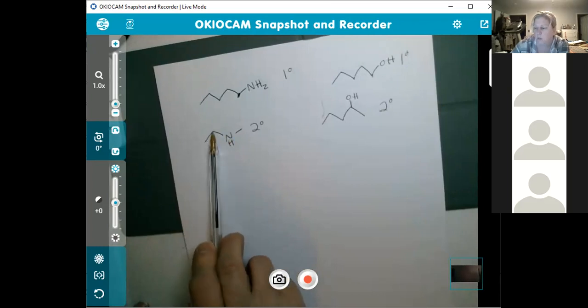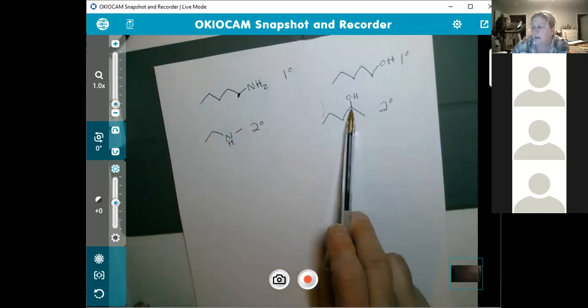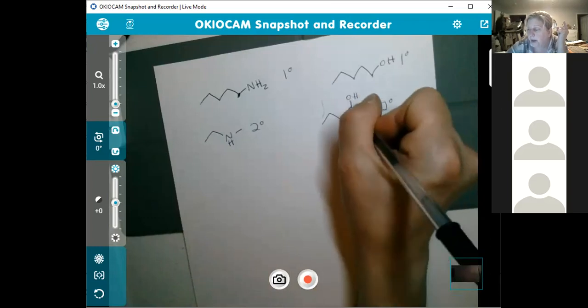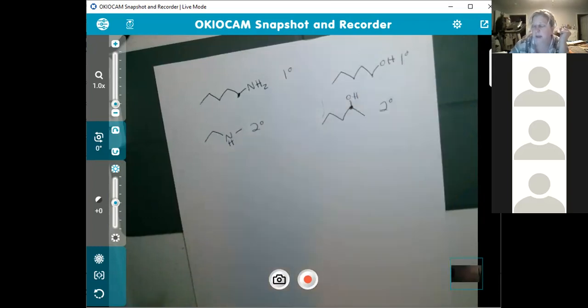How many carbons is this nitrogen attached to? Two. Right, one, two. How many carbons is the oxygen attached to? Just one. This one is attached to how many? Two. Right. Okay. So hold on, I've got a chat.